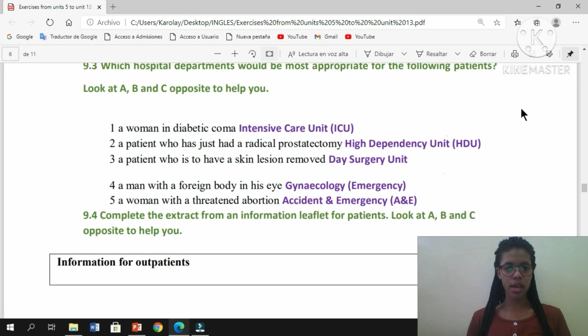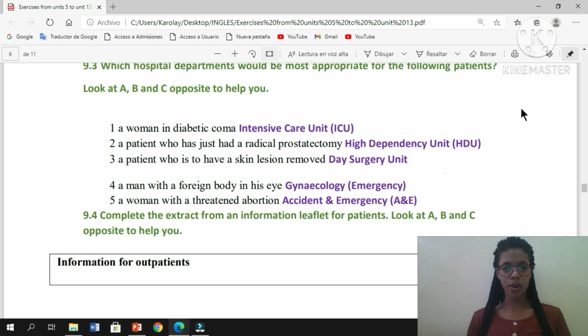A woman in a diabetic coma. The answer is intensive care unit. A patient who has just had a radical prostatectomy. The answer is high dependency unit.